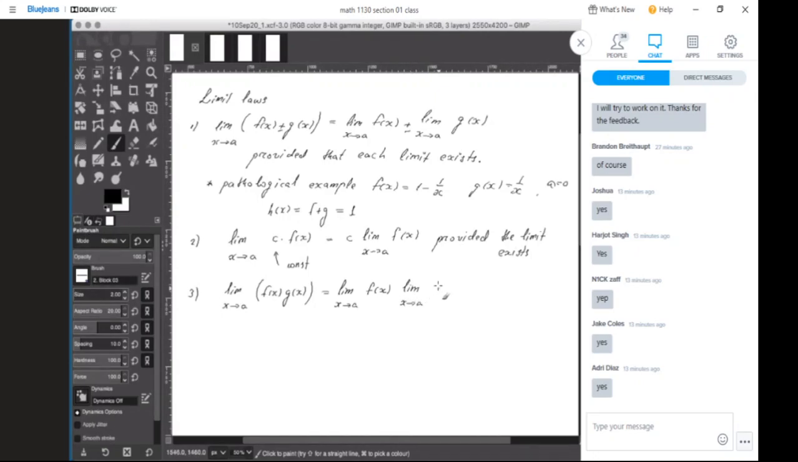times the limit of g of x, under the same provision. So each limit has to exist.